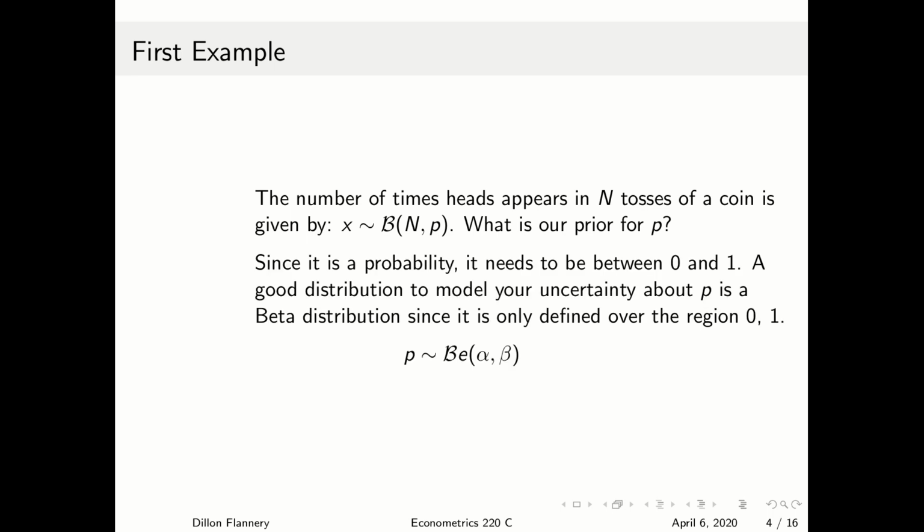So here's a common solution to this. It's a probability, so it needs to be between 0 and 1. A good distribution for this would be the beta distribution. If you know anything about the beta distribution, its support is between 0 and 1. And you need some parameters to specify the beta distribution: an alpha and a beta parameter. And we can let p be distributed as a beta distribution.